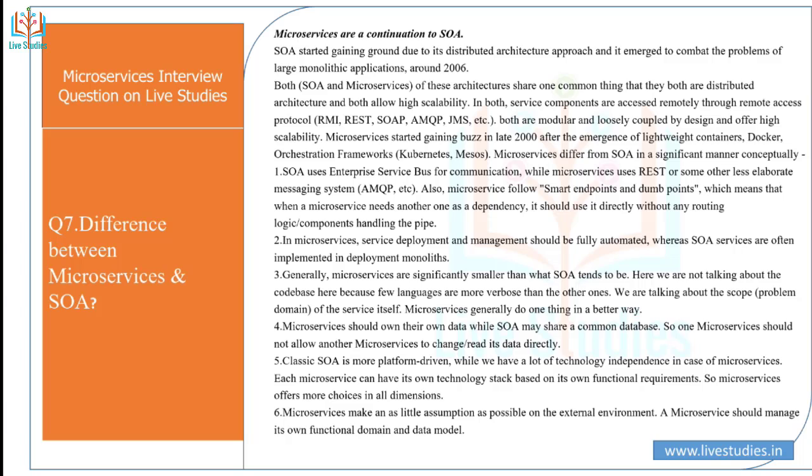First point is SOA uses an enterprise service bus for communication, while microservices use REST or some other less elaborate messaging system like AMQP, etc. Also, microservices follow smart endpoints and dumb pipes, which means that when a microservice needs another one as a dependency, it should use it directly without any routing logic components handling the pipe.